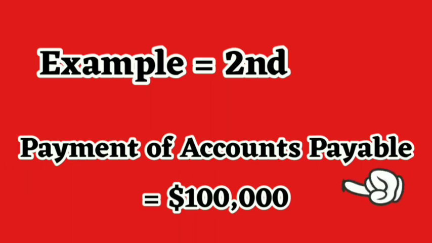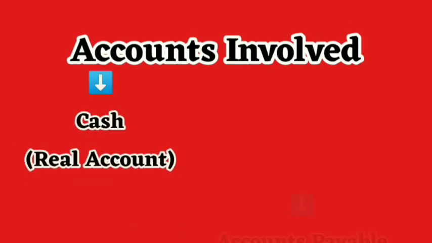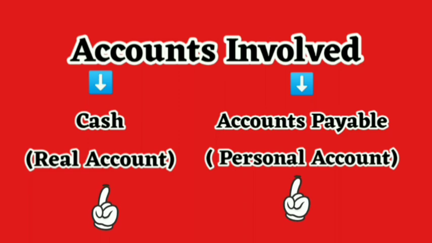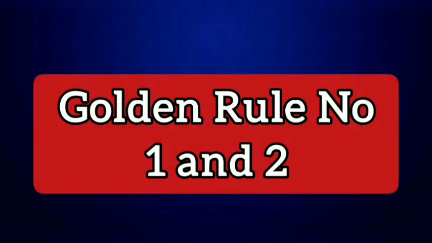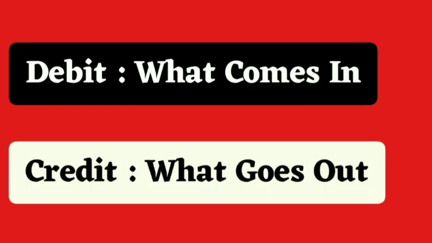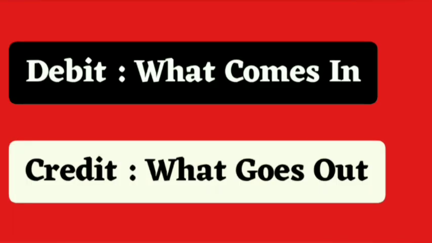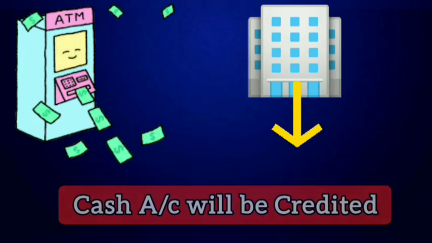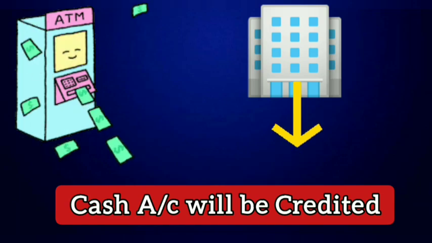Payment of $1 lakh is made to the accounts payable. Two accounts are involved here. Cash account, which is again a real account, and accounts payable account, which is a personal account. We will again apply both the rules. Cash is a real account. Therefore, the first golden rule will be applied. That is, debit what comes in, credit what goes out. Since payment is made to the accounts payable, cash is going out from the business. Therefore, cash account will be credited.